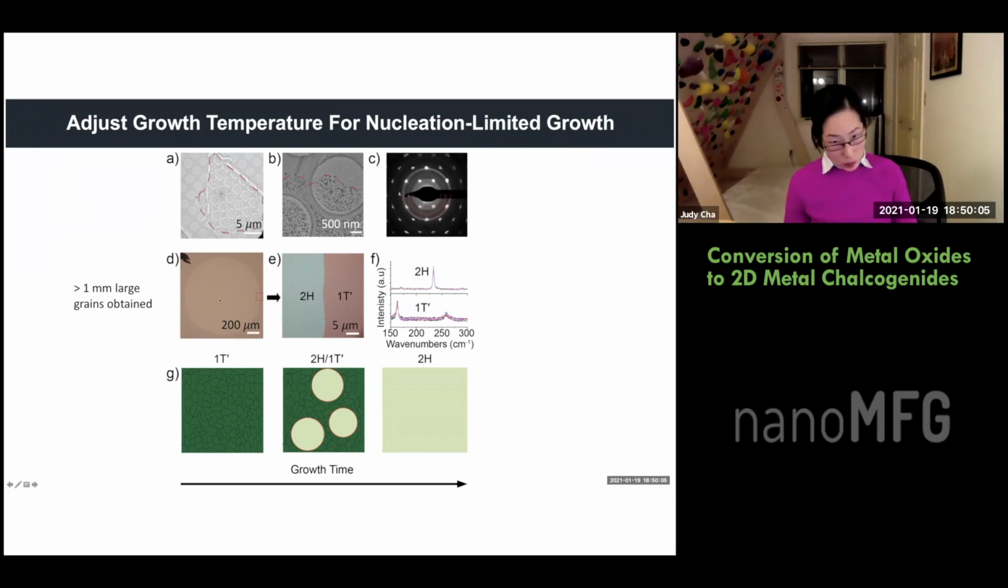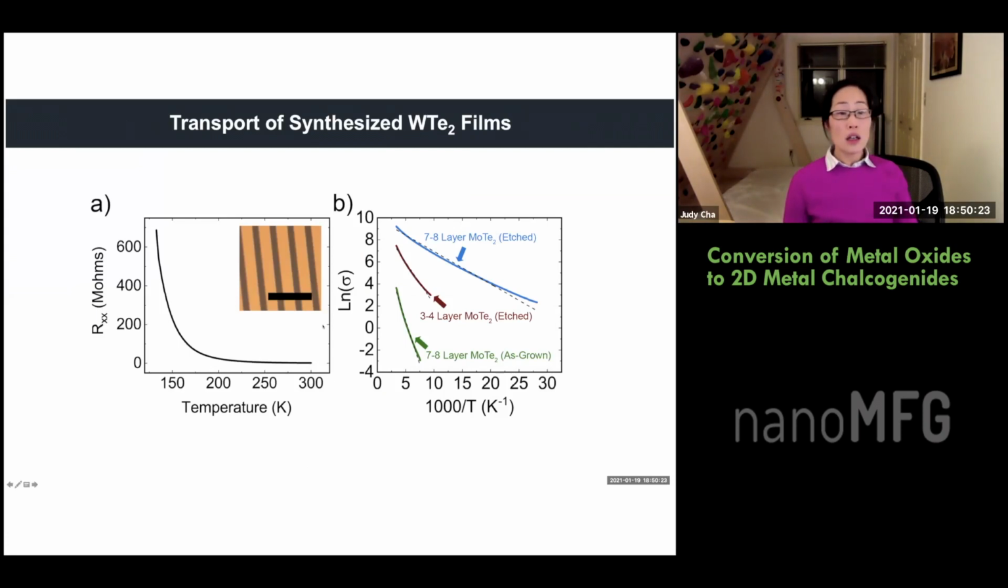So here you can see it's about 1 millimeter, one nucleus growing out with a 1T prime that is a little bit darker. And then you can characterize this by using the Raman, because the Raman peaks are very distinct. So this was very good. And then this is just simply looking at the resistance as a function of temperature using chrome gold as the contact. So this is a 2H film.